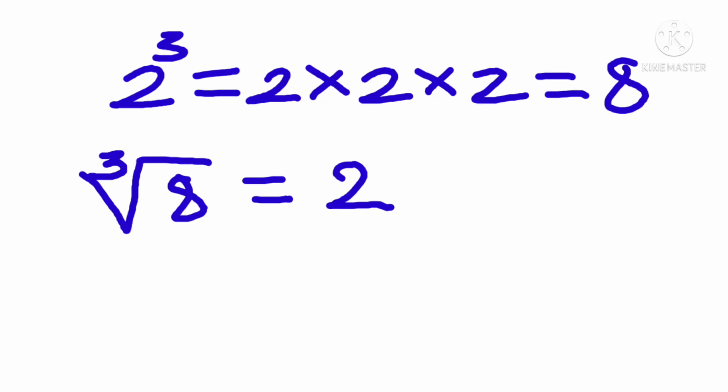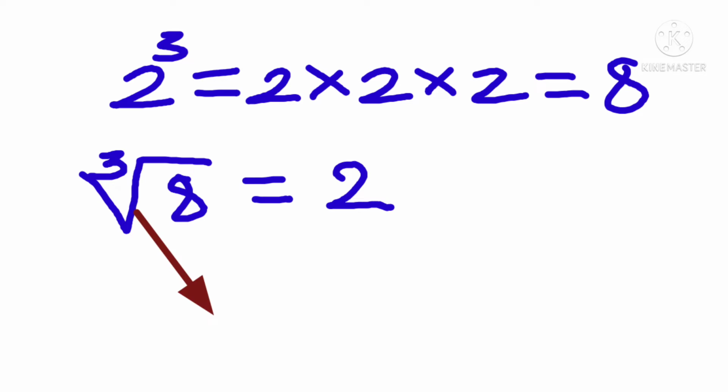Let us see another example, 2 to the power 3, that is cube of 2. It means 2 is multiplied by itself 3 times, that is 2 into 2 into 2, that gives us 8. Therefore, cube root of 8 is equal to 2.